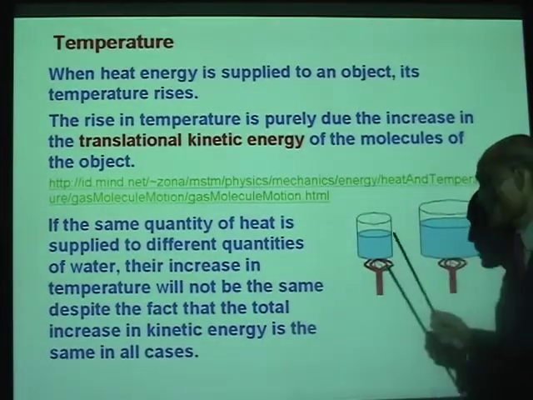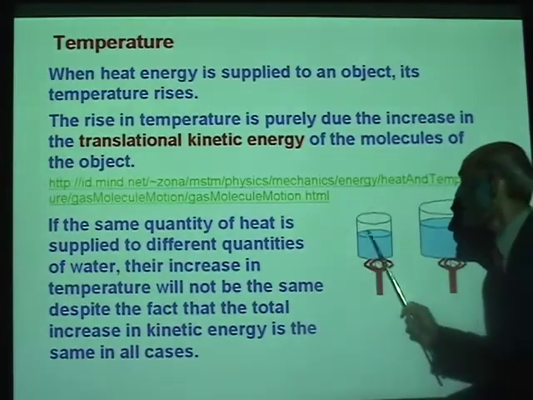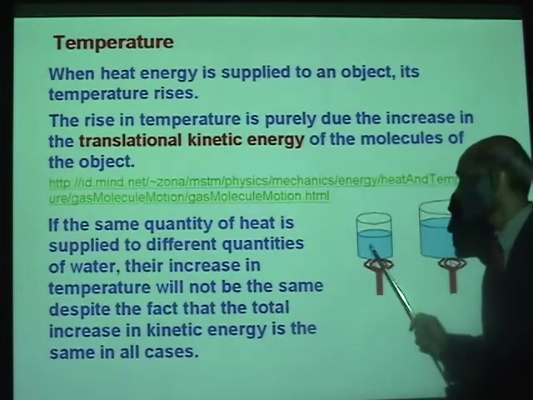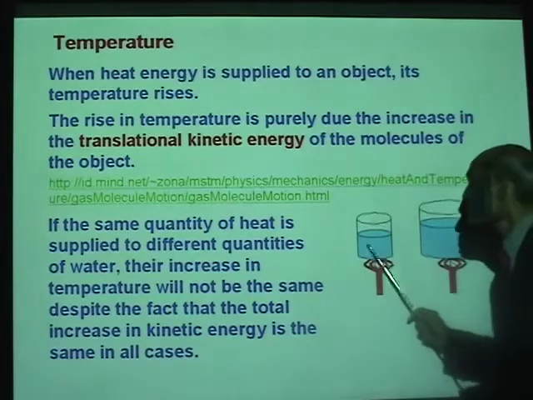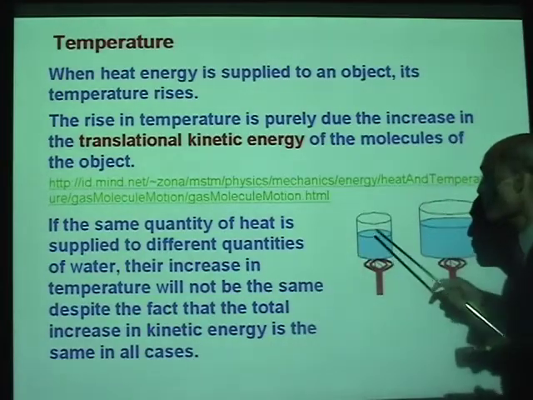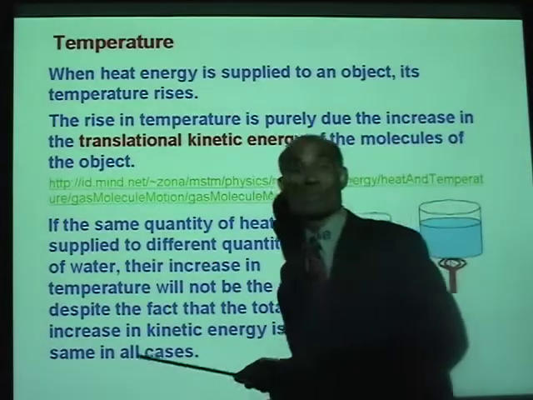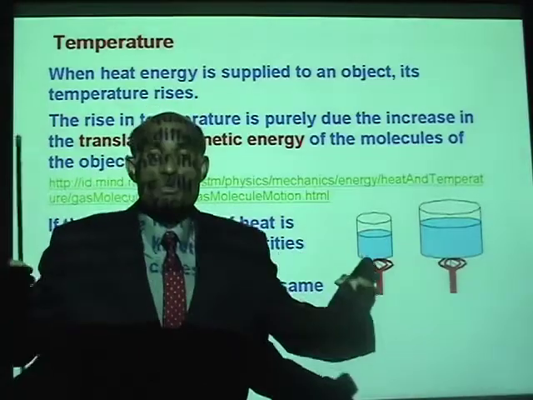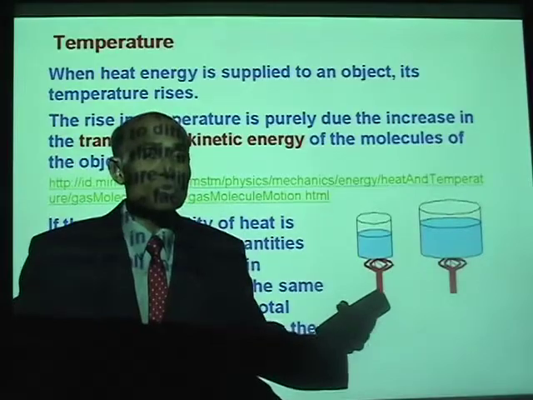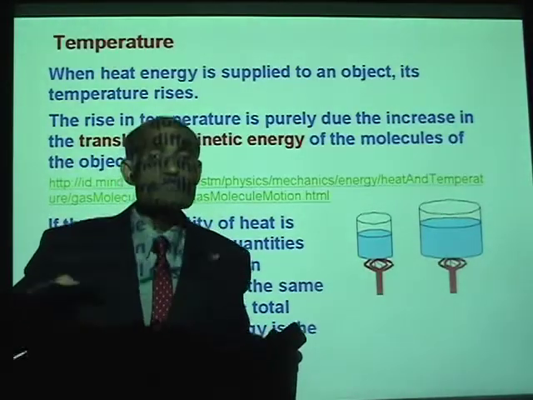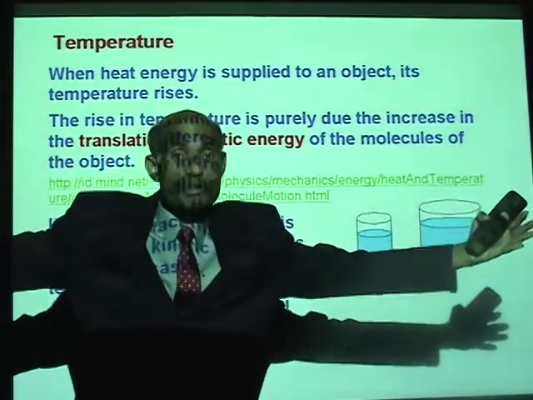Why? Because the same amount of heat supplied to both is shared among less number of molecules in the small beaker than in the big beaker. That means the energy received per molecule will be greater here than here. And so, when you talk about temperature, it is good to understand temperature as being proportional to the average kinetic energy of the molecules. It is not a measure of the total kinetic energy.